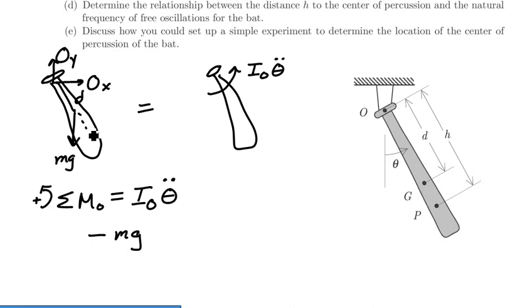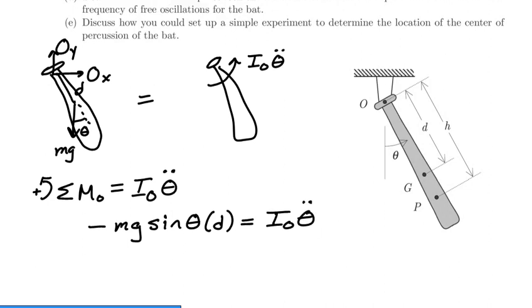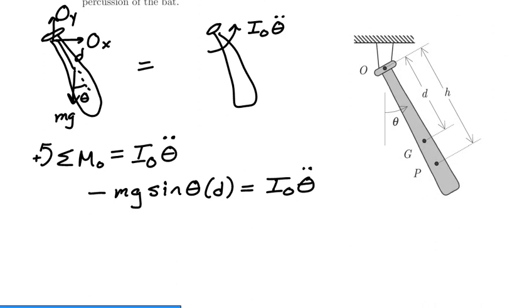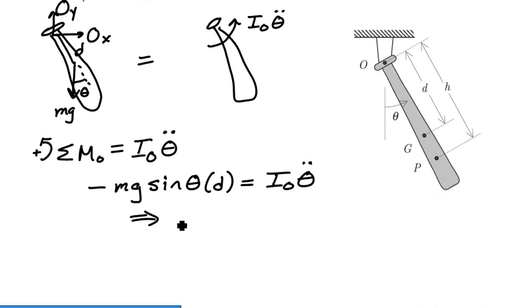And if I note that this little interior angle here is theta, the part of the weight that will contribute a moment is mg times the sine of the angle theta. And I need to multiply that by the moment arm length, which in this case will be distance d, and that will equal I about O times theta double dot. Now I can get the full equation of motion for the system simply by rewriting this, and I'll get that I about O times theta double dot plus mg times d times the sine of the angle theta will equal 0.